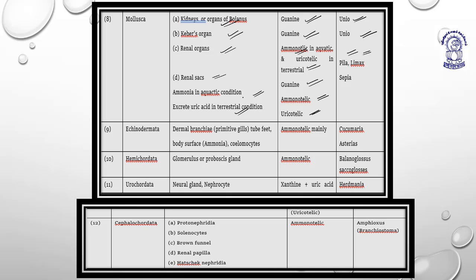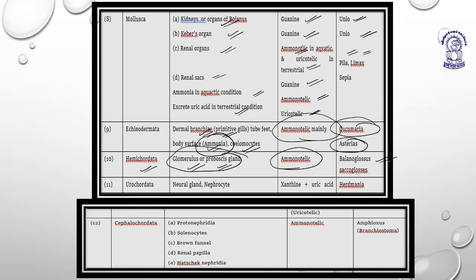Echinodermata have dermal branchiae, primitive gills, tube feet, body surface, and coelomocytes. They are ammonotelic mainly, excreting ammonia. Examples are Cucumaria and Asterias. Hemichordata have a glomerulus or proboscis gland. They are also ammonotelic. Examples are Balanoglossus and Saccoglossus.